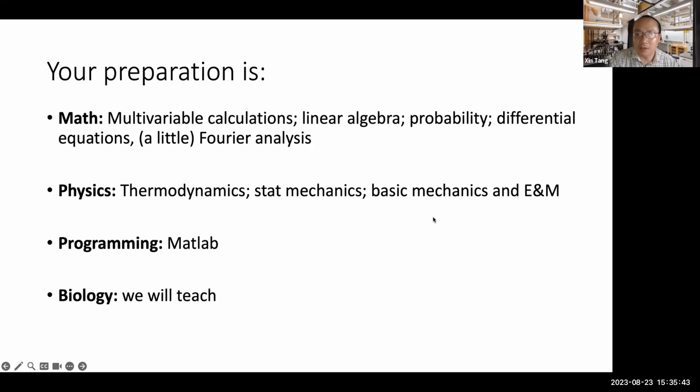For the physics, we will introduce thermodynamics, statistical mechanics, and some basic mechanics and electromagnetic theory. For programming, we mostly use MATLAB. This is a very common package that people use to program and write scripts to solve equations and models. We will provide a tutorial for you so you can learn how to program in MATLAB. We will also provide homework that contains practice problems for MATLAB, so you can get more familiar with this language.